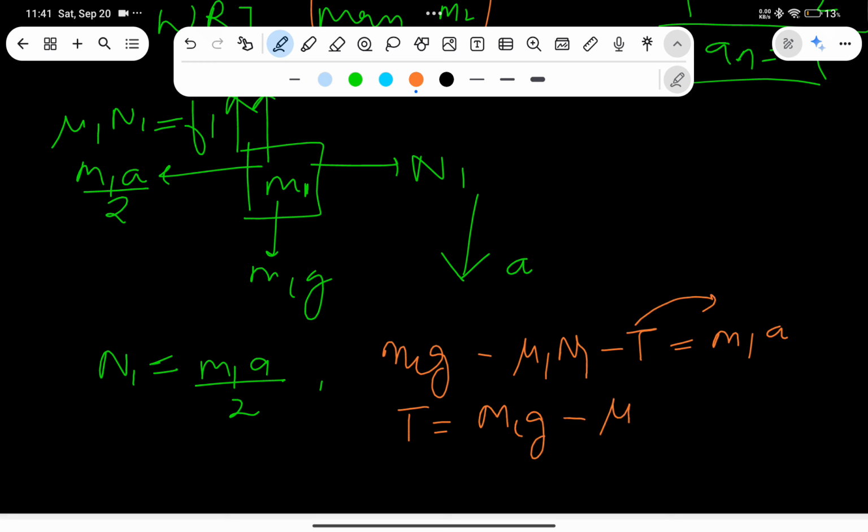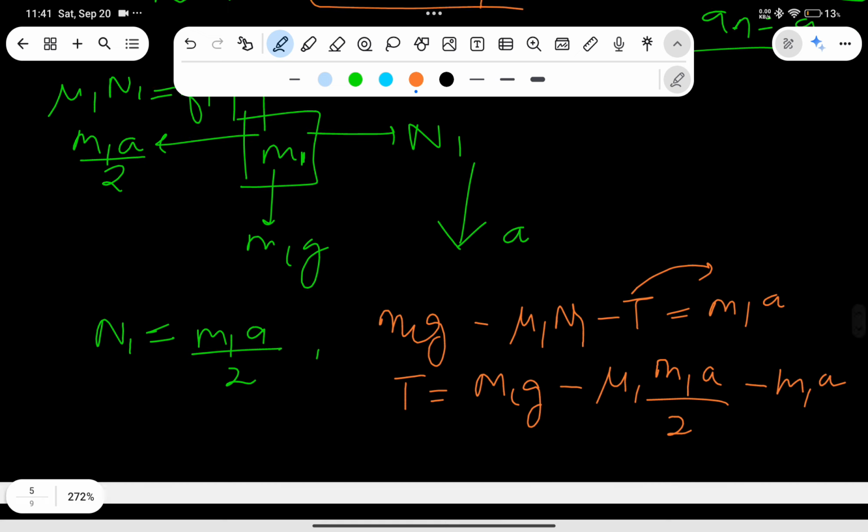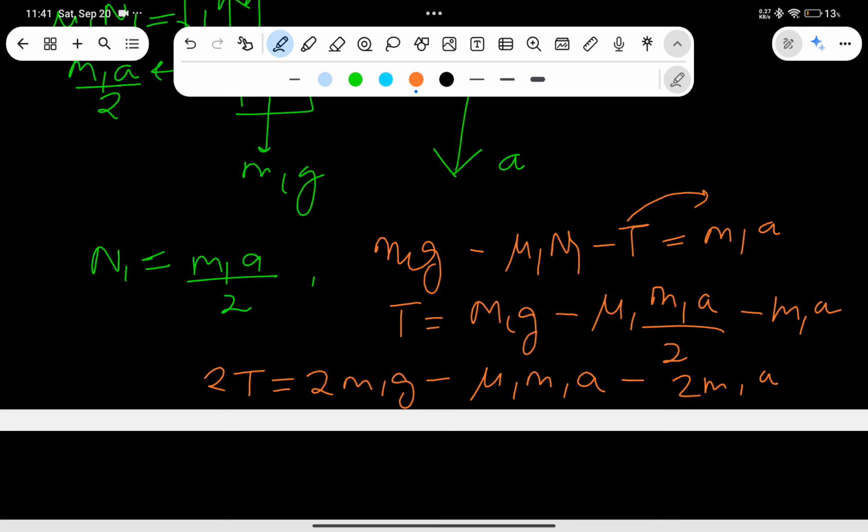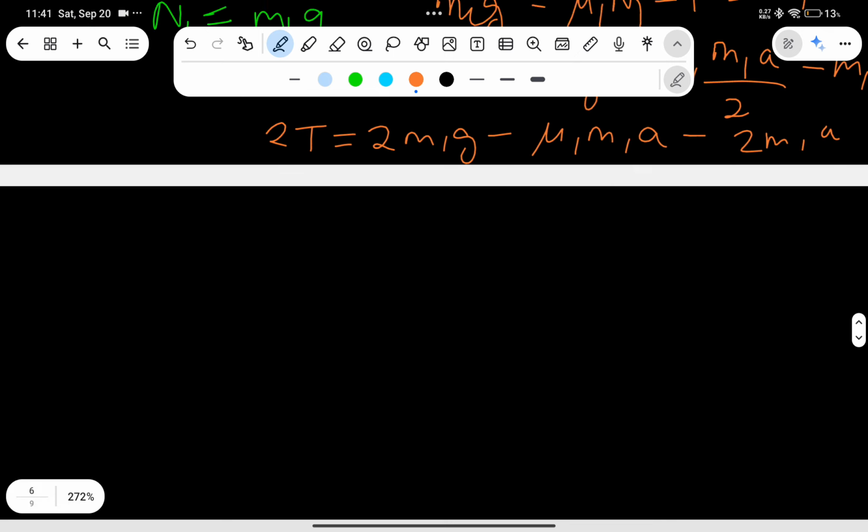m1g minus mu1 m1, you can replace it, m1a divided by 2, m1g minus this minus m1 into a, right? So m1g minus mu1 m1a by 2 minus m1a, right? Very easily. Also write the value of 2t, so it will become 2m1g minus mu1 m1a minus 2m1a. So m1, right, and everything is done.